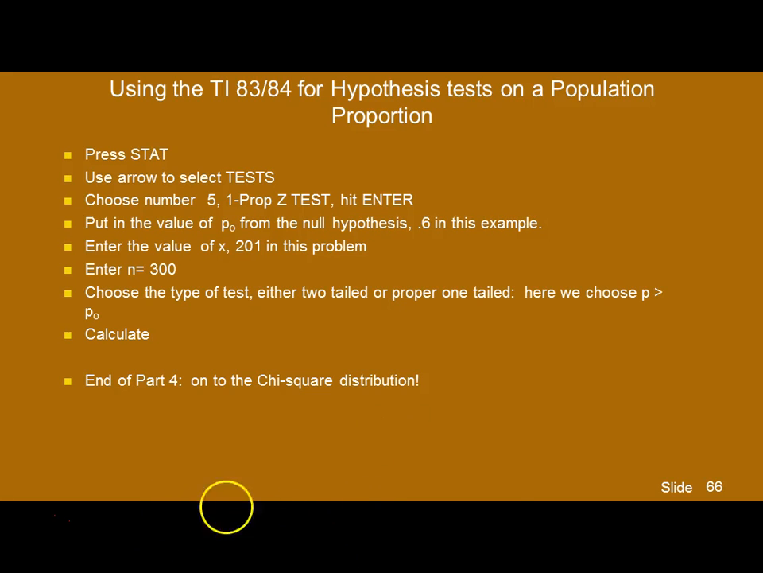Okay, and that's the end of part 4, and in the next part we're going to introduce a new distribution called the chi-square distribution.